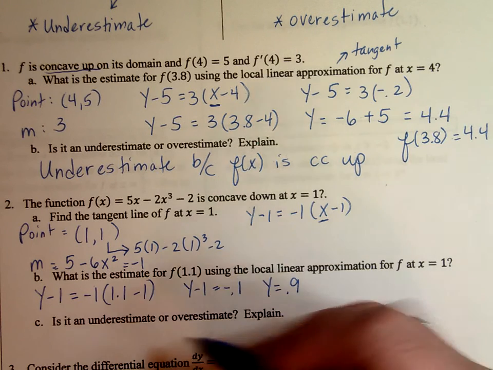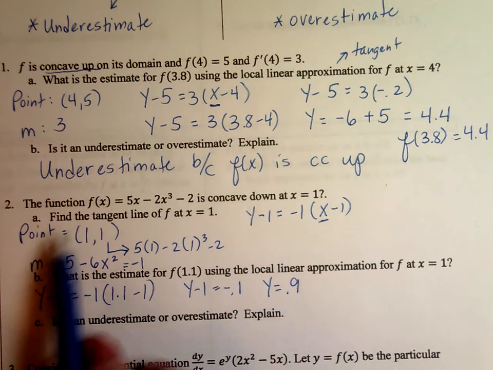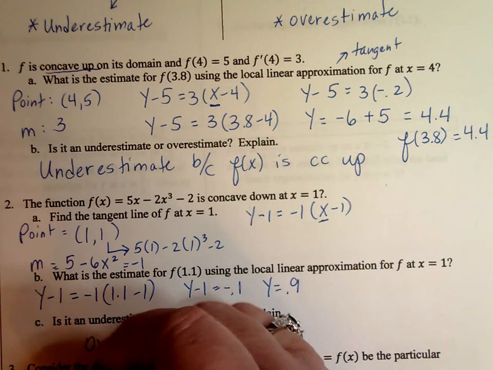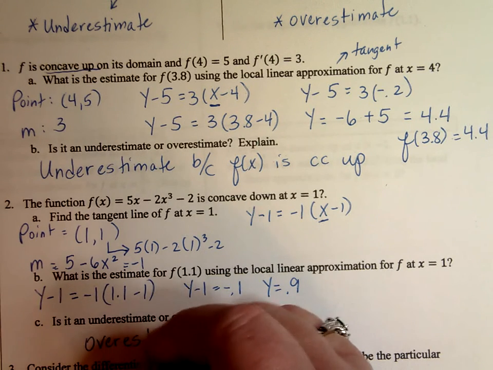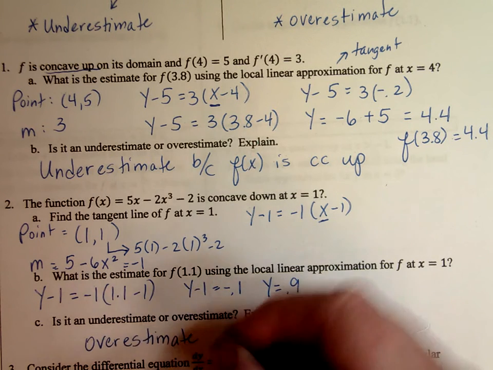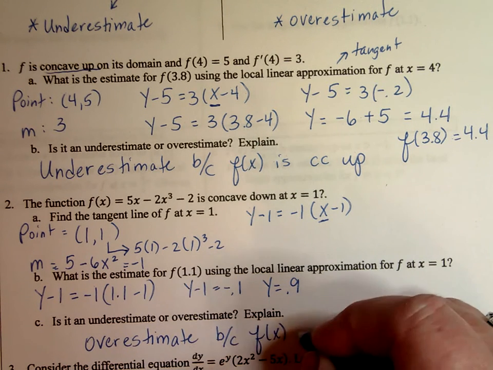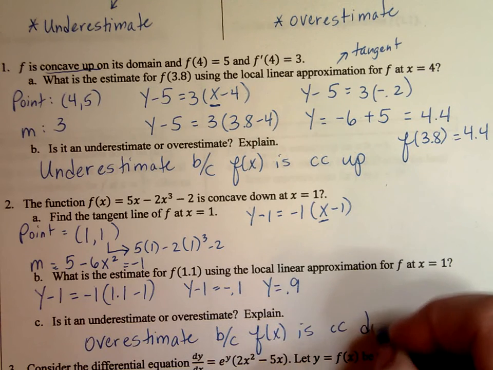Is it an underestimate or an overestimate? Go back up here, concave down, tangent lines are above. That means it's an overestimate. Overestimate. Explain. Because f of x is concave down.